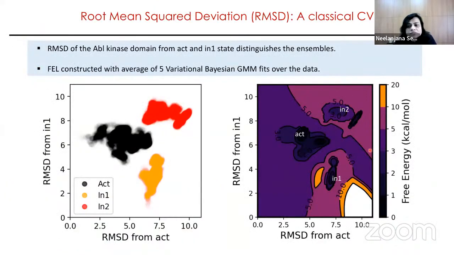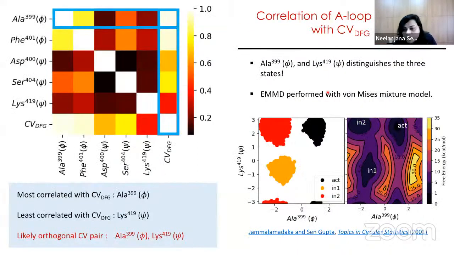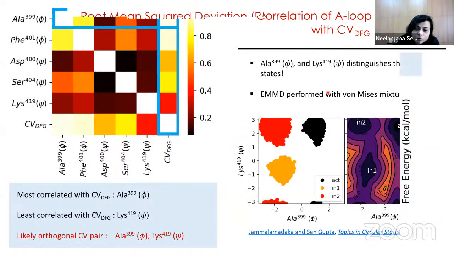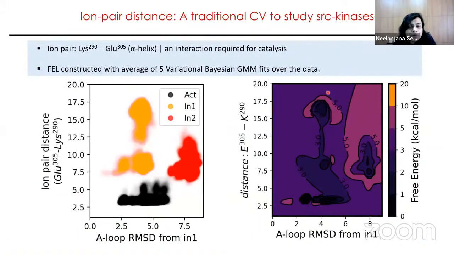We also started looking at using the simple root mean square deviation with respect to the active state. Is that going to be a more appropriate way? Can we use a combination of this particular collective variable with some others? That is also something that we are looking at. And we are also looking at the ion pair distance between lysine 290 and glutamate 305, which is in the alpha helix, an interaction which is required for catalysis. Can we construct variational Bayesian GMMs over that? That is also something that we are looking at.